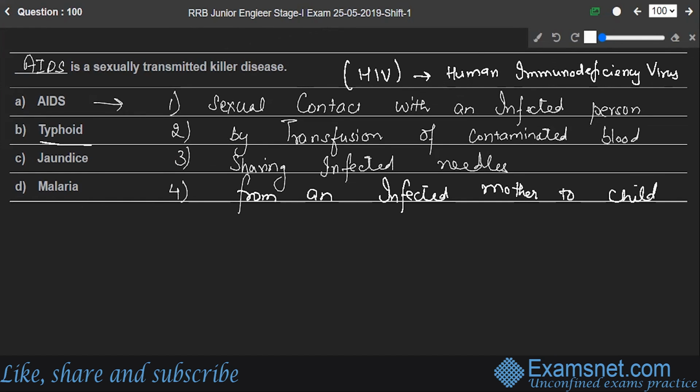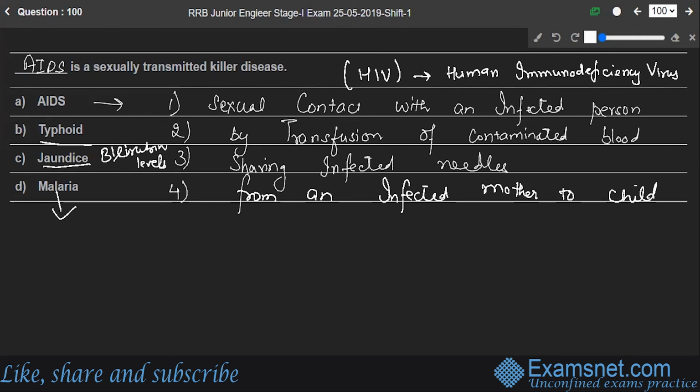And if I talk about jaundice, jaundice is also known as icterus. It is yellowish-green pigmentation on the skin and in the whites of the eyes. This may create problems in the liver as well. And this jaundice is due to high bilirubin levels.